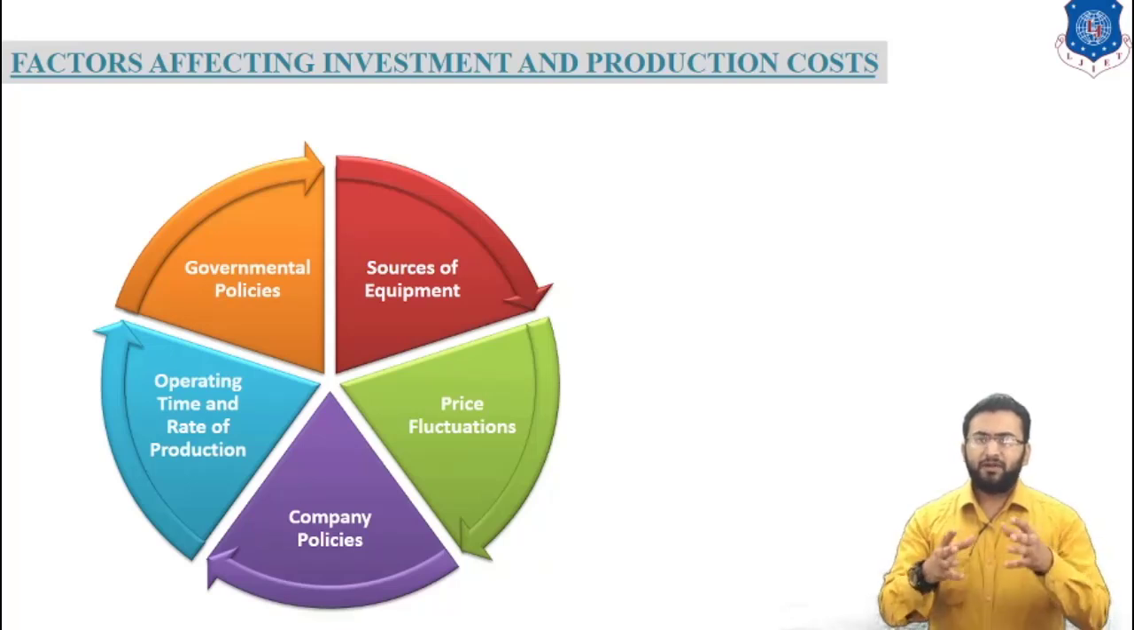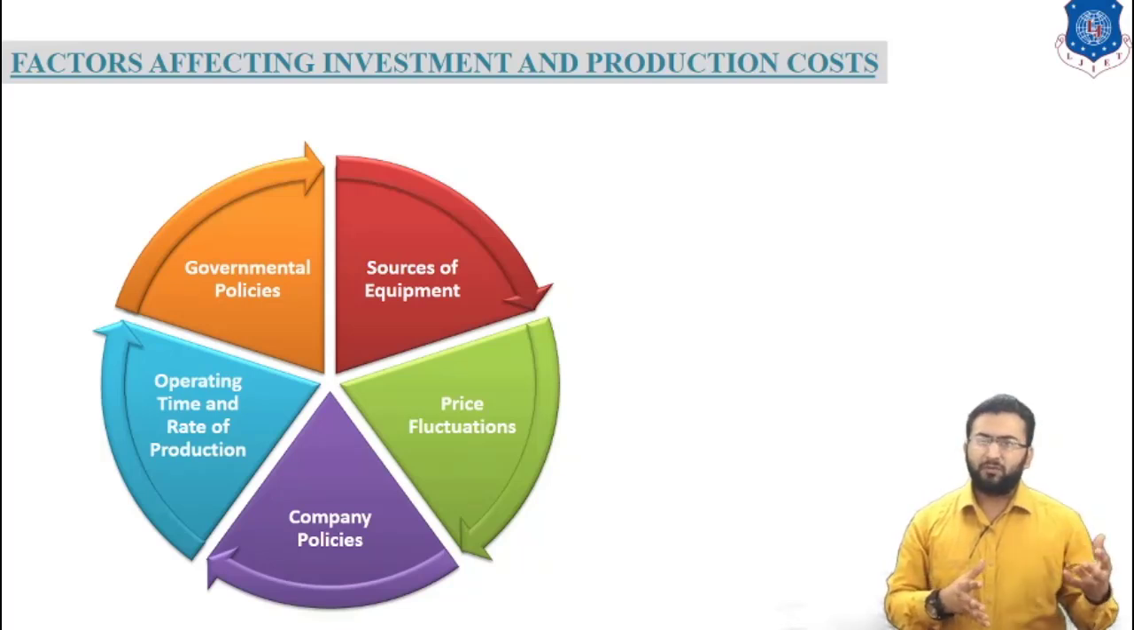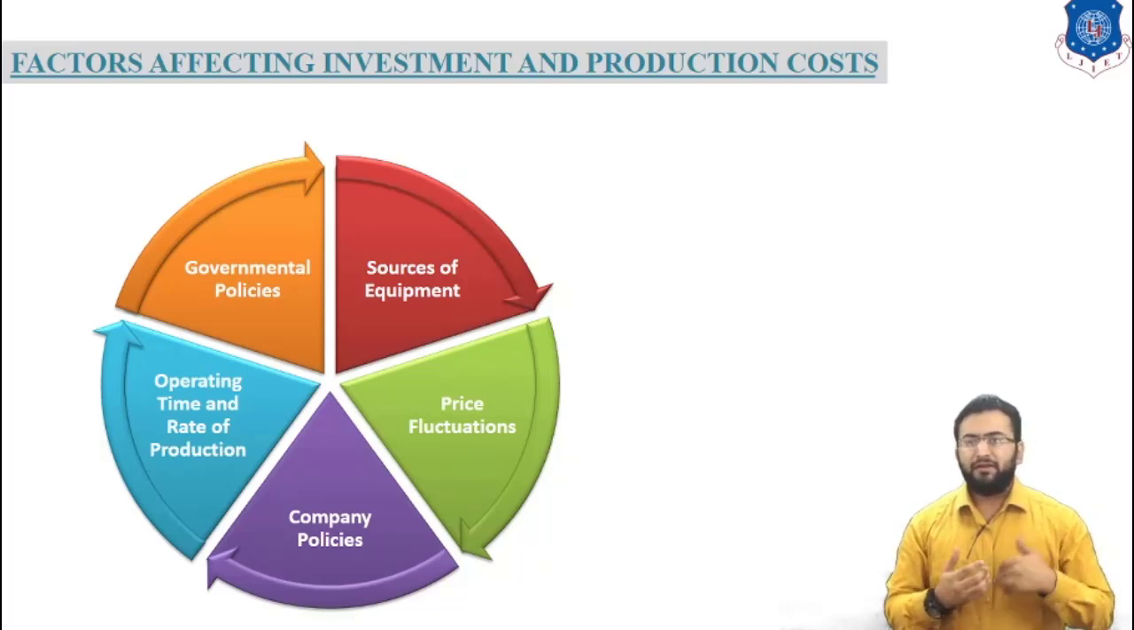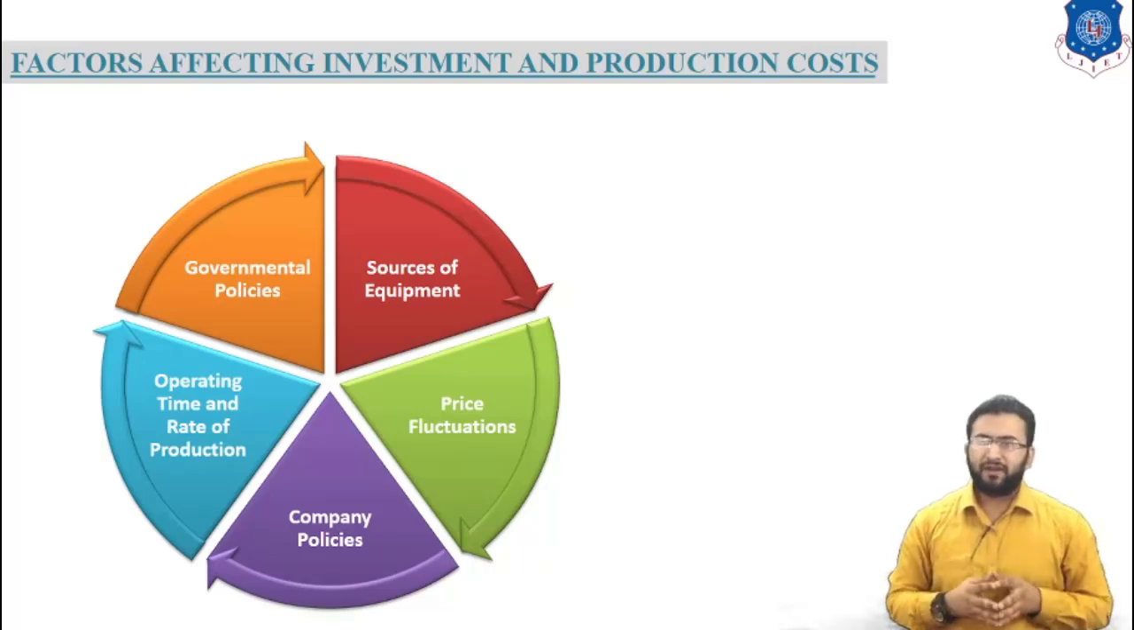If the engineer had based the estimation on the actual price the company would have to pay for the raw material, the economic picture might have been different and altered completely. The engineer must keep up to date on price fluctuation, company policy, government regulation, and other factors affecting cost. So there are various factors which affect investment and production cost, such as source of equipment, price fluctuation, company policy, operating time and rate of production, and government policy.